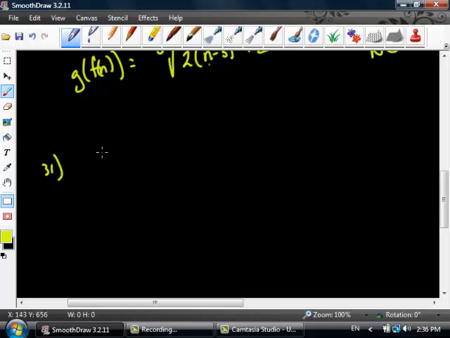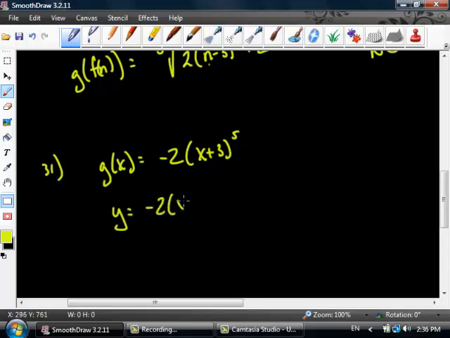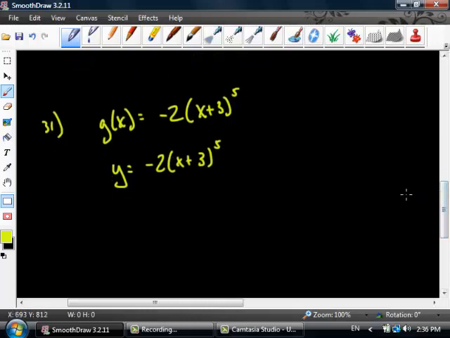Okay, find the inverse of each function. Let's see here. To find the inverse of each function here, I'm going to go ahead and substitute g of x with y. So from here, to find the inverse of a function, I'm going to switch x and y. So it's x equals -2 times y plus 3 to the 5th. And now I'm going to go ahead and solve for y. So this is divide by -2.